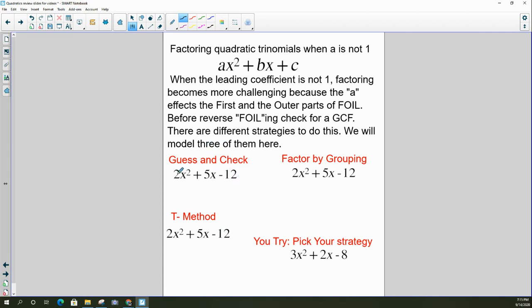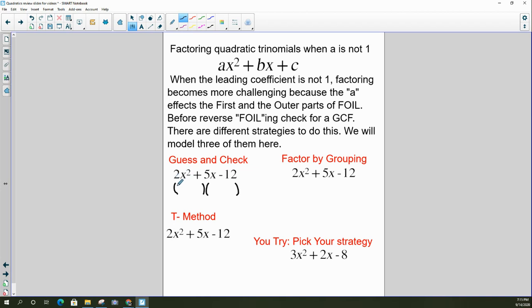So first we check for GCF. There is no GCF, because 2 does not go into 5 evenly. So with guess and check, we're going to take our knowledge that it's reverse FOILing. So we know that it's going to be a linear binomial times a linear binomial, and we know that the two first terms in each parenthesis have to multiply to 2x squared.